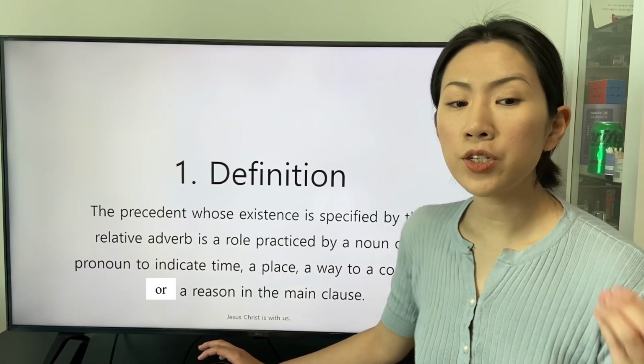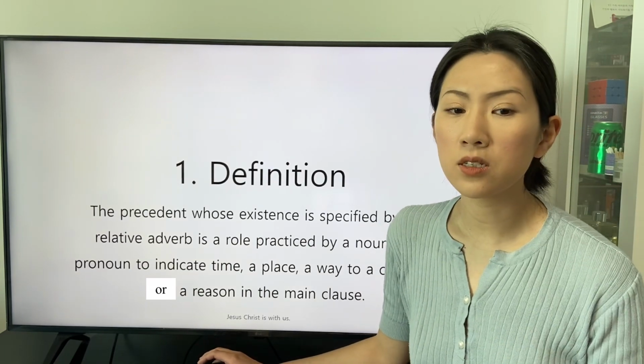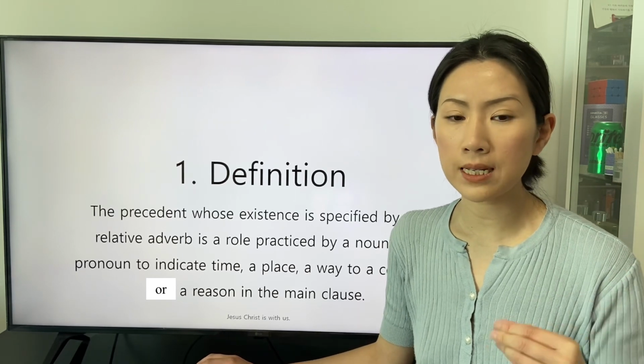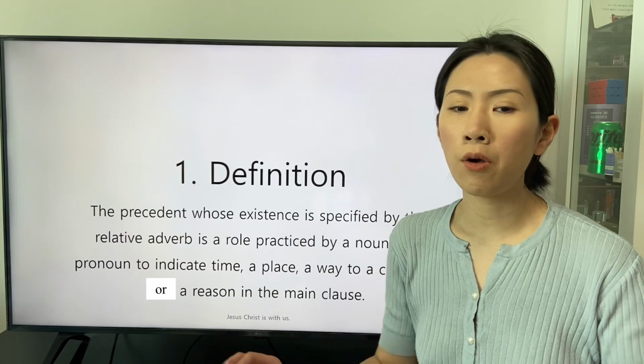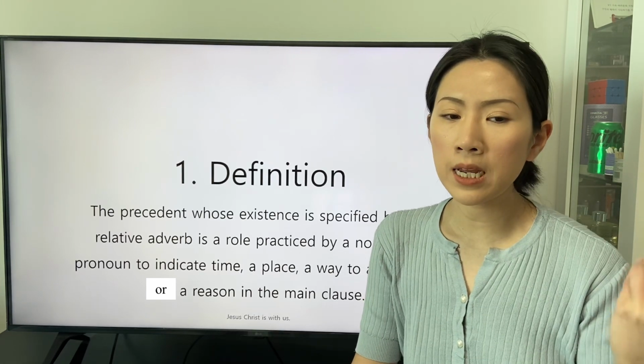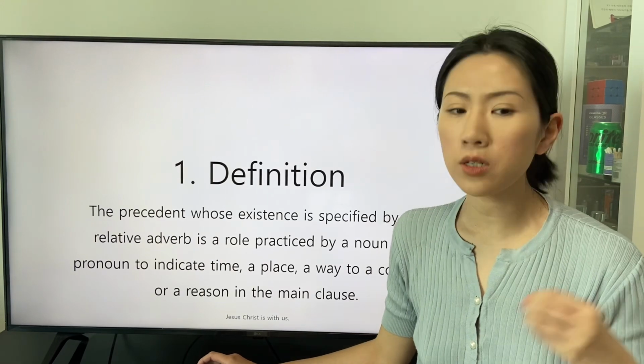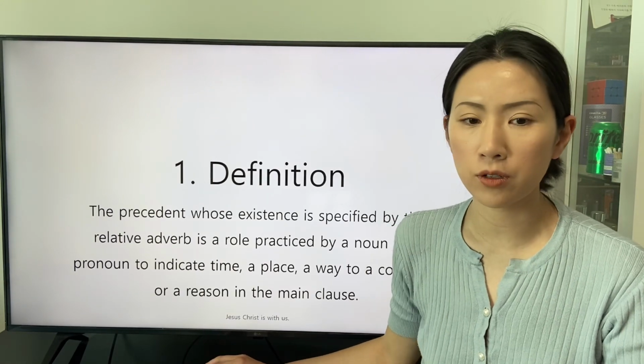The precedent whose existence is specified by the relative adverb is a role practiced by a noun or a pronoun to indicate time, a place, a way to a condition, or a reason in the main clause.